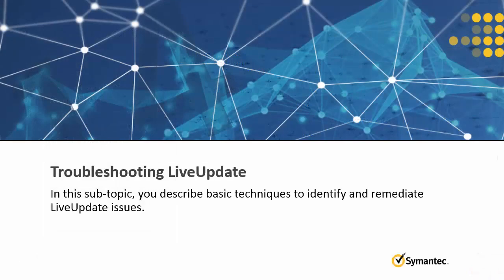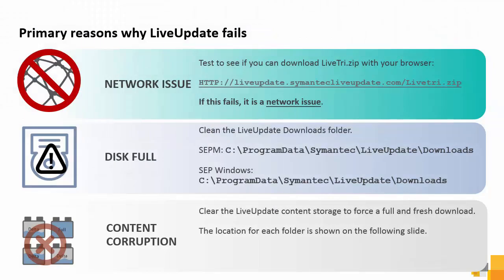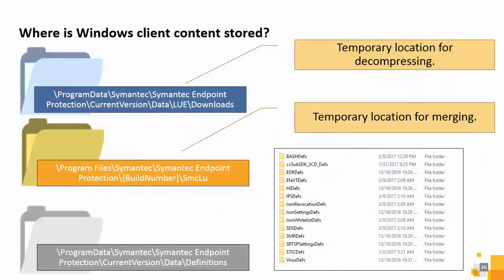This is the Troubleshooting Live Update subtopic. This slide shows you the primary reasons why Live Update fails. When the client is updated directly from a Live Update server, content is initially placed in the ProgramData, Symantec, Symantec Endpoint Protection, current version, Data, LUE, Downloads folder. Content is then copied to a temporary folder for processing before being placed in the ProgramData, Symantec, Symantec Endpoint Protection, current version, Data, Definitions folder.